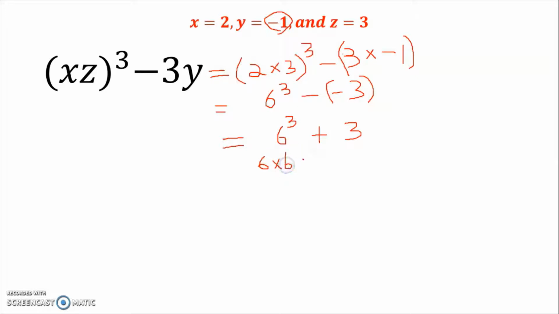Okay, 6 times 6 times 6, that's 6 cubed, or the cube of 6. And then we're going to add a positive 3 to that. So 6 sixes are 36, multiplied by 6, plus 3.